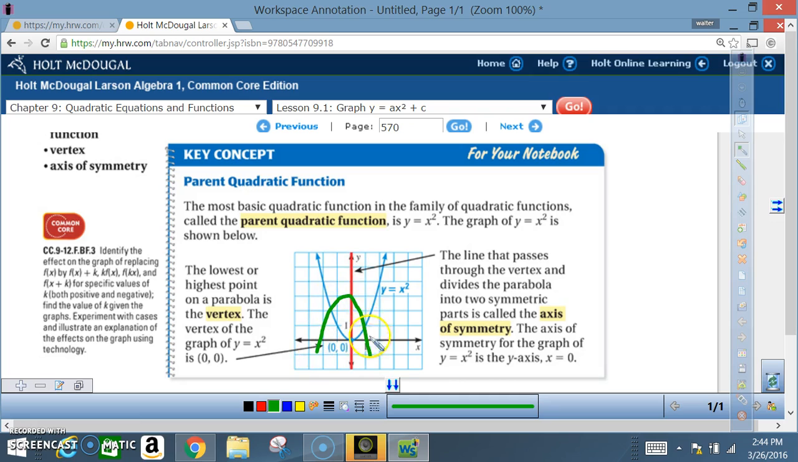So here, if we had a parabola that was opening this way, see the one in green? See how it's opening downward? It's open on the downside. And your vertex is right there. So your vertex is maximum. On the blue, the vertex is the minimum.